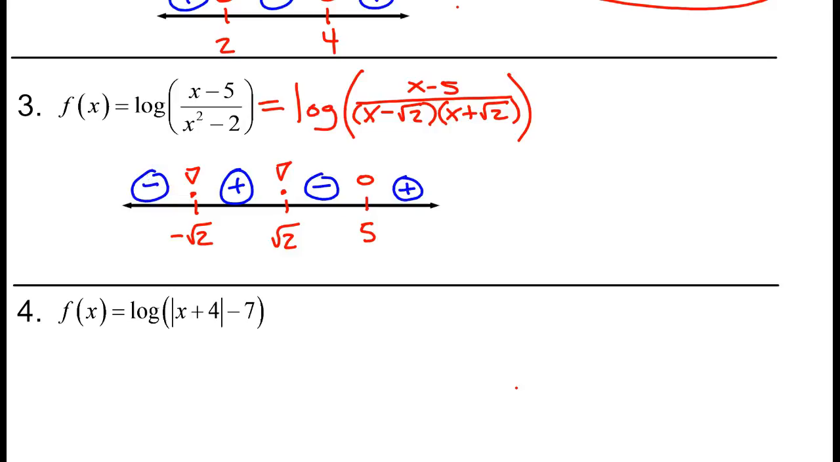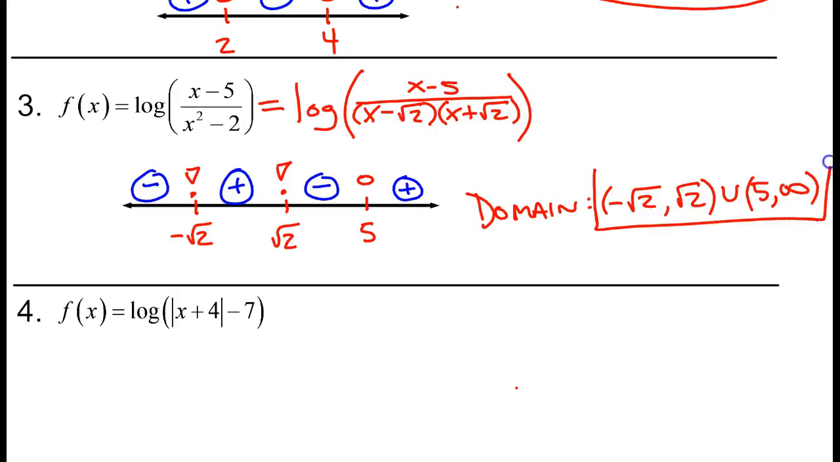So what is the domain? The domain of this function would be all x values that give us a positive value on the sign chart. So that's from negative root 2 to root 2, and then from 5 to infinity. Again, notice these are open intervals because we cannot equal 0. We have to be greater than 0.